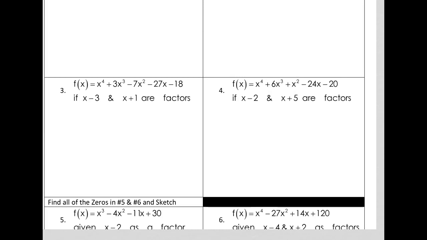All right, and so let's look at number 3. I'm going to give you an example here because the highest degree that we have is a 4 on this worksheet, so this should apply to every other single one. Okay, so you see they've given you 2 factors that you can use.